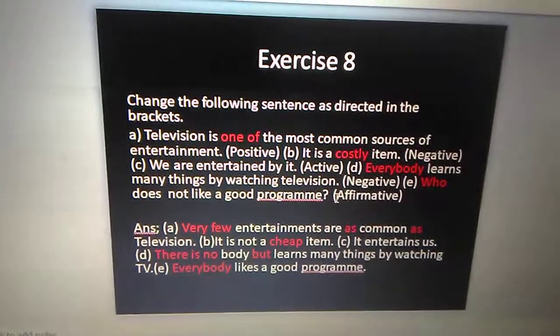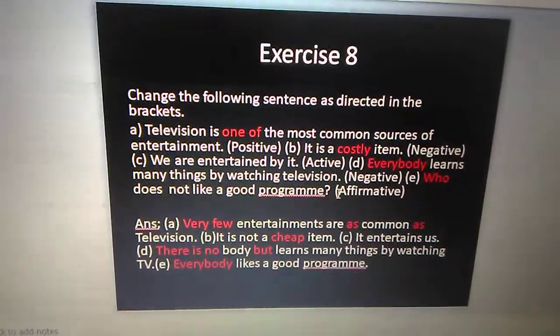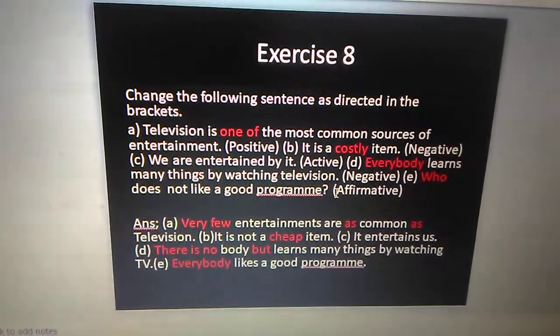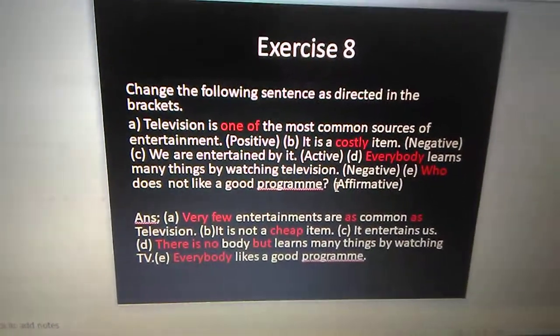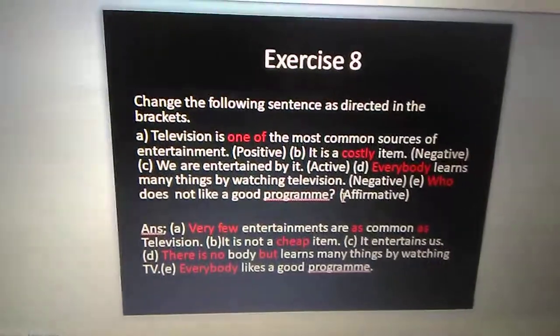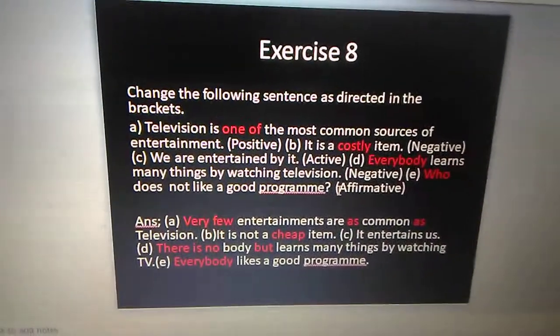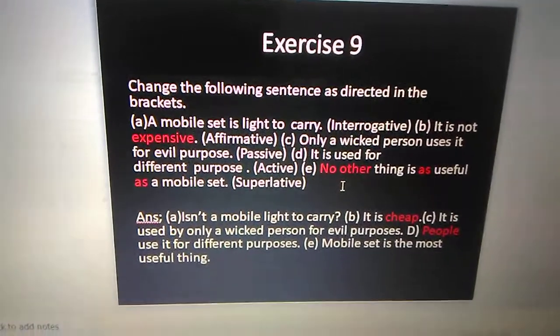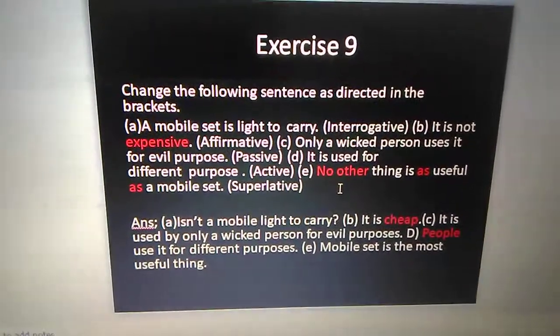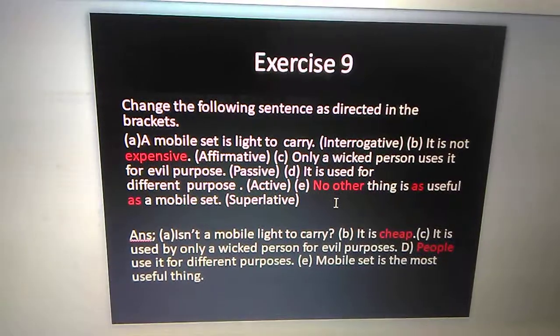So next one, who doesn't like a good program? You know also the rules of "who". If you want to change into affirmative, "who" will be replaced by everybody or everyone. Next, go for the next exercise. Change the following sentence as directed in bracket. A mobile set is light to carry.